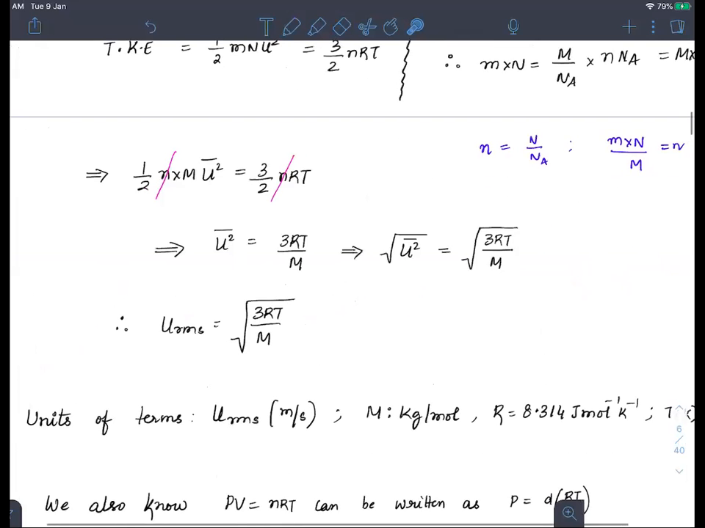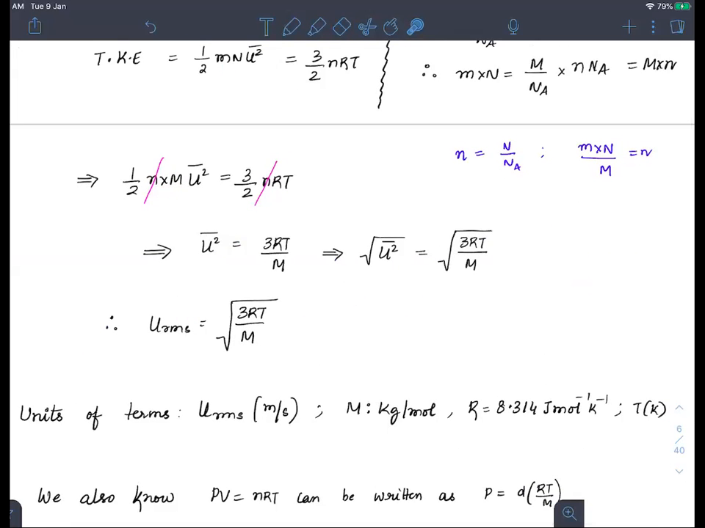If I replace that here, this m into n I'm writing as n into M. So this n will get cancelled. So u square will be equal to 3RT by M. And if you take the root of it, this is what we call the RMS speed, which we have derived as root of 3RT by M.